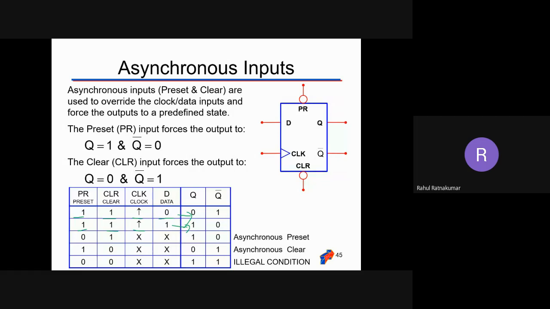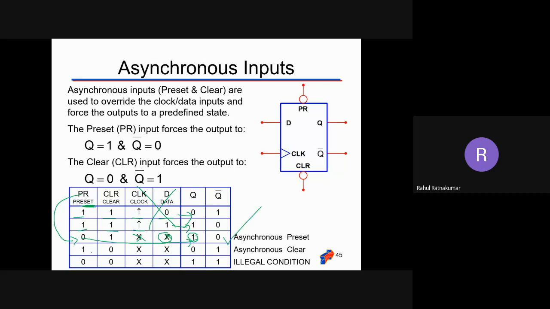Now, when I put preset 0, I'm setting Q. Irrespective of the clock, rising edge or lower edge or high, and irrespective of D, D is also not controlling this time. Output is directly changed to 1, setting. Q is directly changed to 1. So preset is overriding your D and clock also. It doesn't matter what D or the clock is. So preset is 0, output Q is equal to 1 and Q bar equal to 0, vice versa.